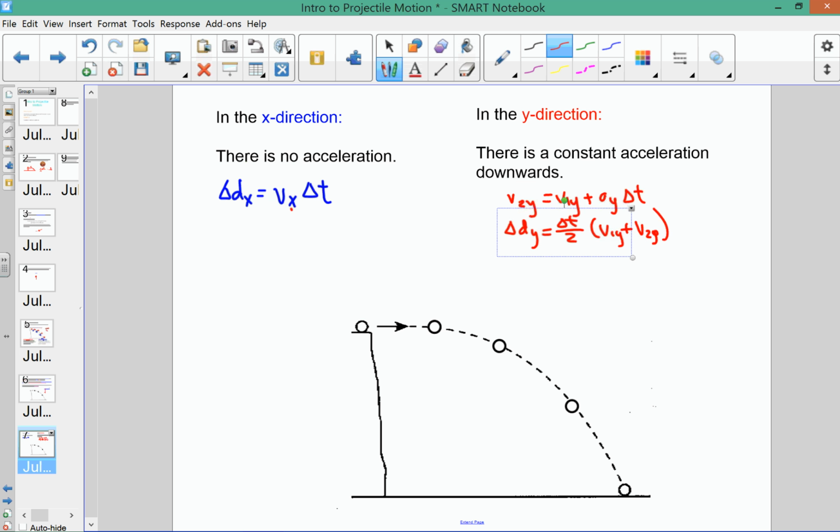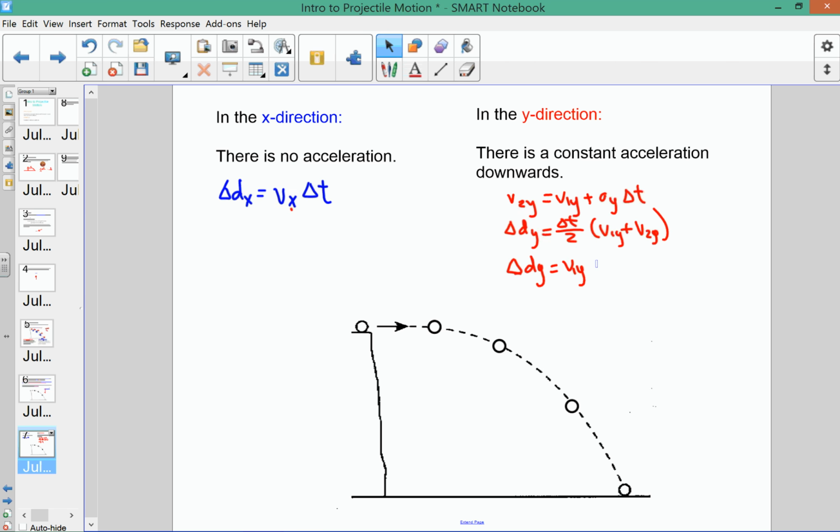v1y plus v2y. Our third kinematics equation relates the initial velocity in the y direction, delta t, plus 1/2 acceleration delta t squared.